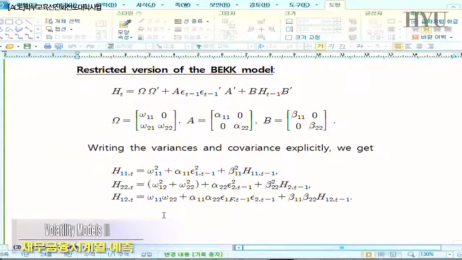So you see, this is basically the first variable, exactly the GARCH specification, so parameter, parameter, and parameter. The second one, intercept term, parameter, and parameter. The covariance equation has an intercept term, coefficient, coefficient.